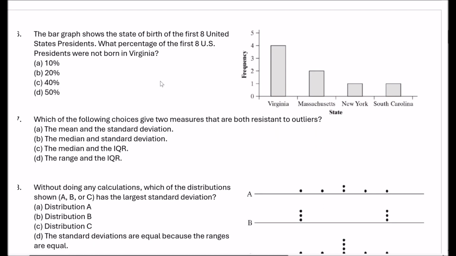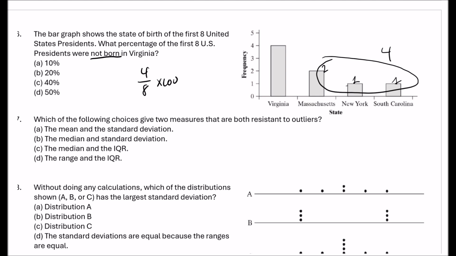All right, so far so good. So the bar graph shows the state of birth of the first 8 United States presidents. What percentage of the first 8 US presidents were not born in Virginia? So this is not born in Virginia, right? So that means we're counting these ones. This is 2 presidents, the first 2. This one's 1, and then this was 1. So we got a total of 4, right? That's 4 out of 8. So 4 out of 8 times 100, that's 50%, right? So here, the answer is D.